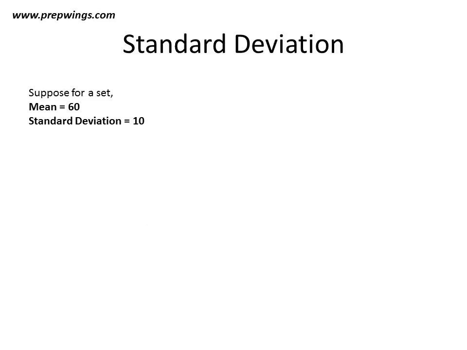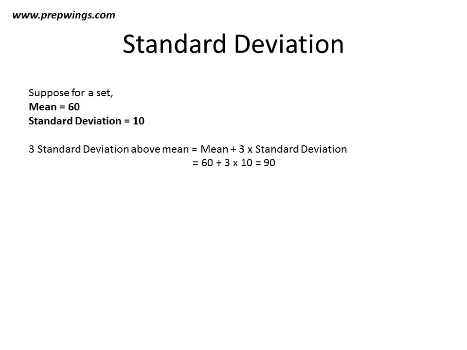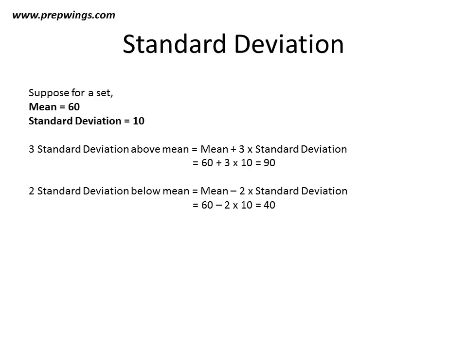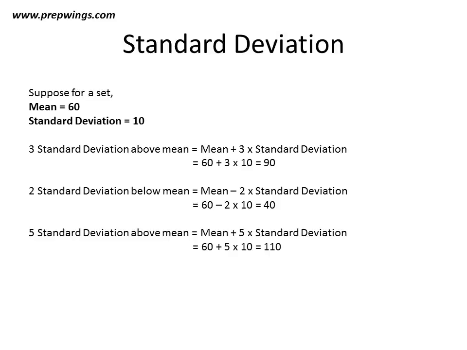Now suppose for a given set mean equal to 60 and standard deviation is given to be 10. 3 standard deviation above mean means mean plus 3 times standard deviation. So that will be 60 plus 3 into 10, 90 will be the answer then. 2 standard deviation below mean means mean minus 2 into standard deviation. If I calculate with mean 60 and standard deviation 10, 2 standard deviation below mean comes out to be 40.